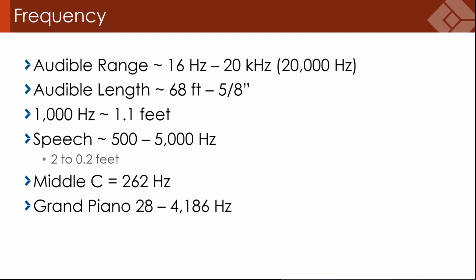So if you're a musical person, which I'm not, middle C is 262 hertz. So a little lower than the 1K that we think of as a reference. And a grand piano will go from 28 to 4,200 hertz approximately.